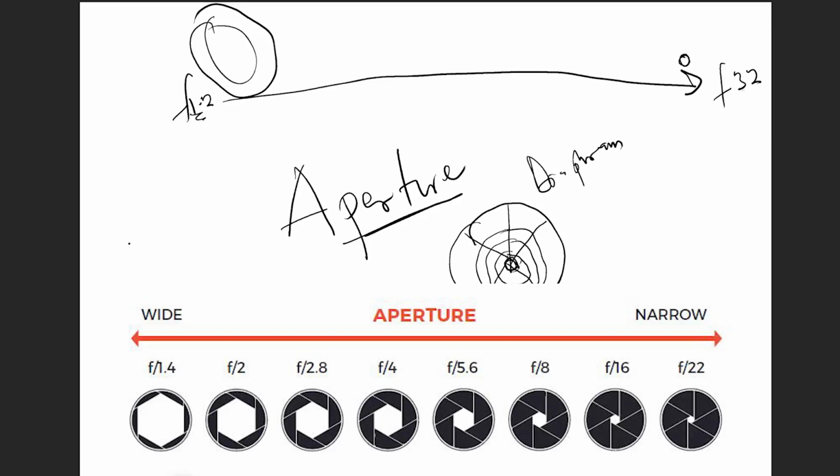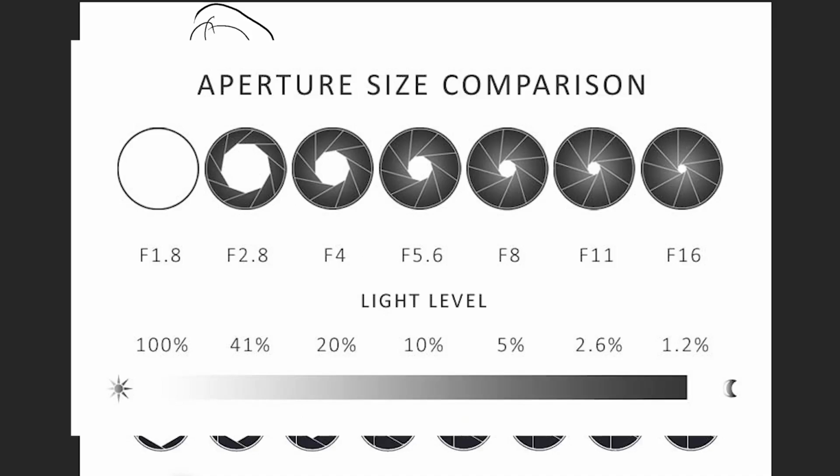The bigger the number, the smaller the opening. You get it now? So now, the smaller the number, the more the amount of light that enters through the camera. The bigger the number, the smaller the amount of light that enters the camera.